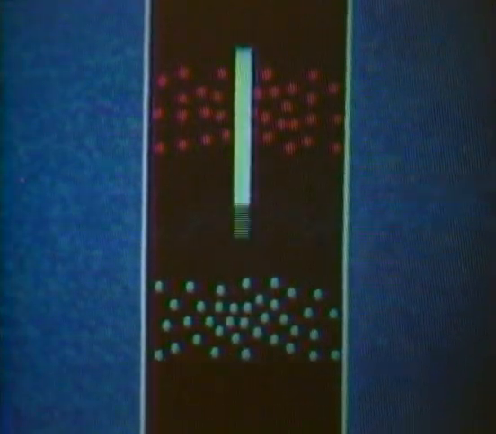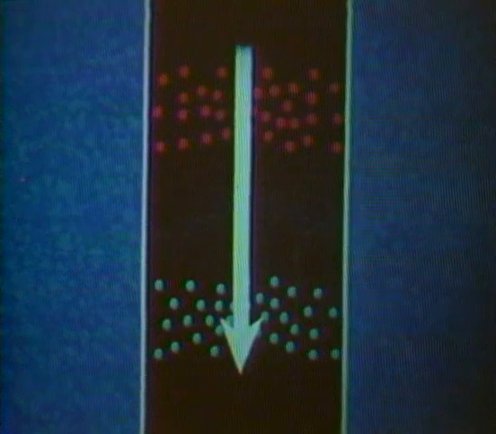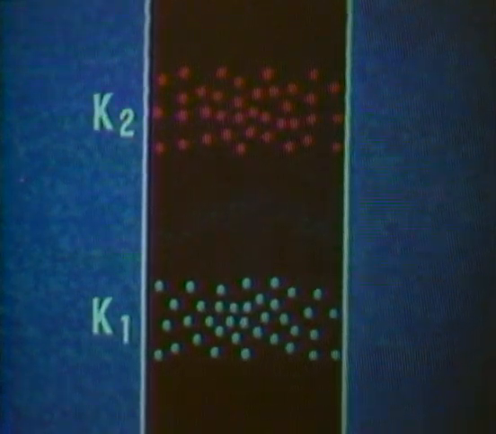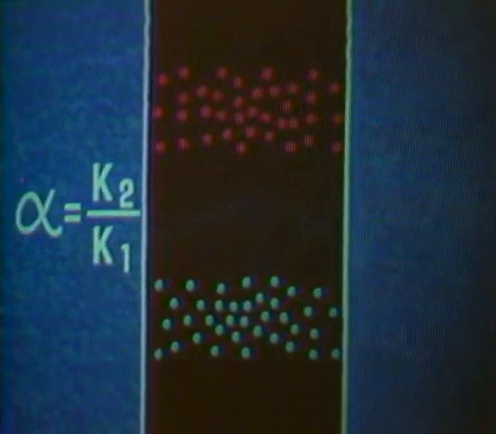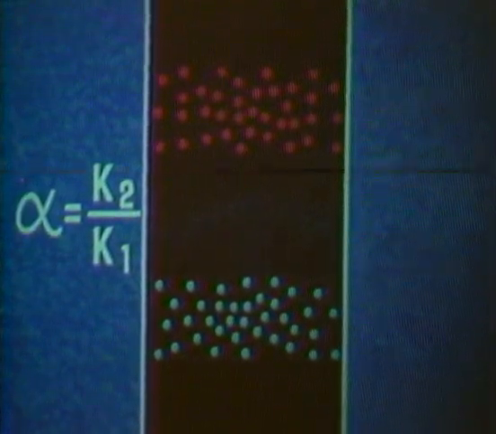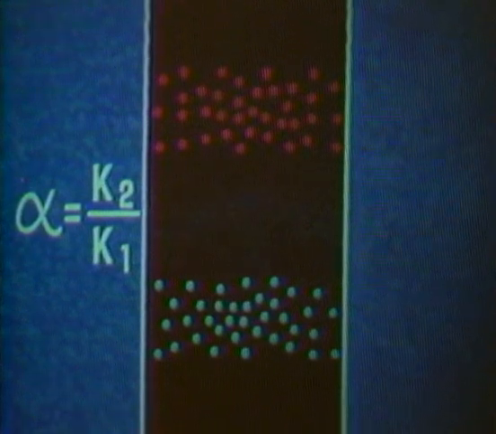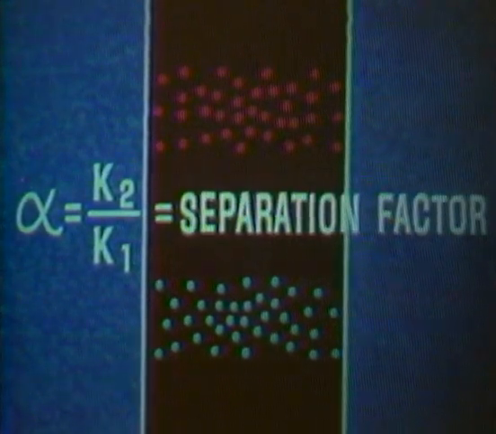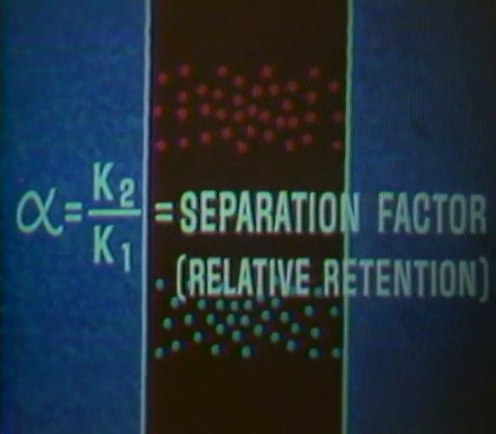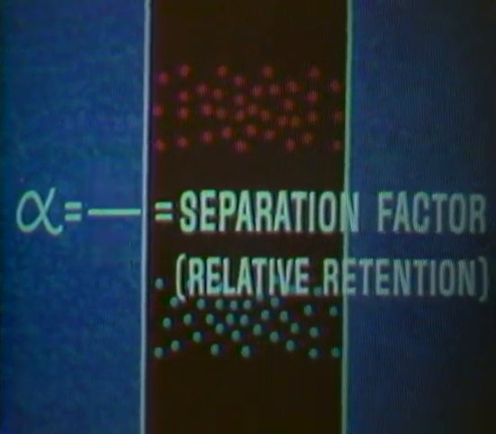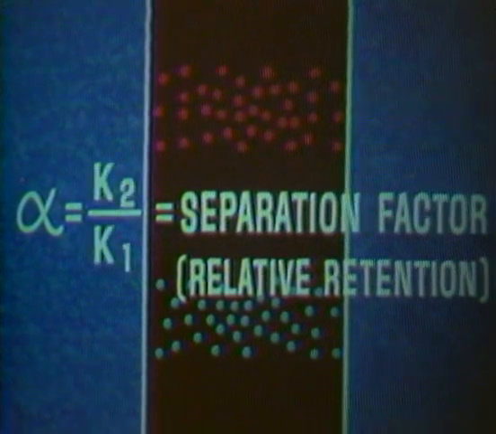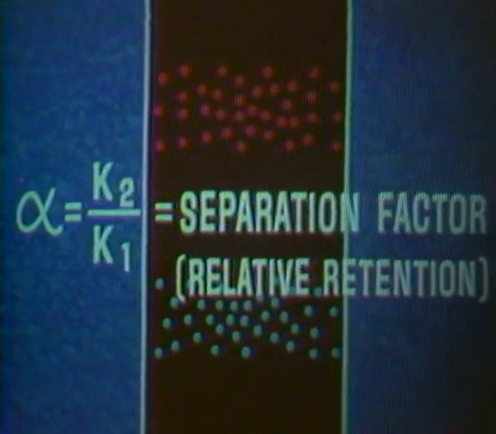Besides the flow rate of the mobile phase, the components' travel through the column is determined by their partition coefficients. Thus, the ratio of the K's, designated alpha, characterizes their separation. Alpha is called the separation factor, or the relative retention. Its value depends on the two partition coefficients, and thus on the stationary phase and the working temperature.